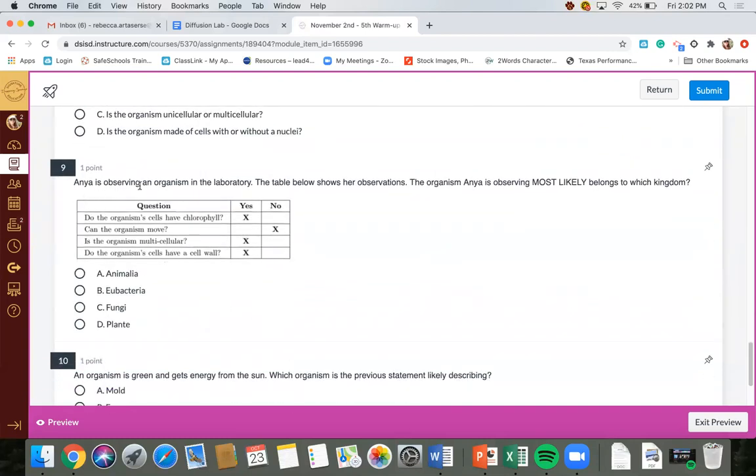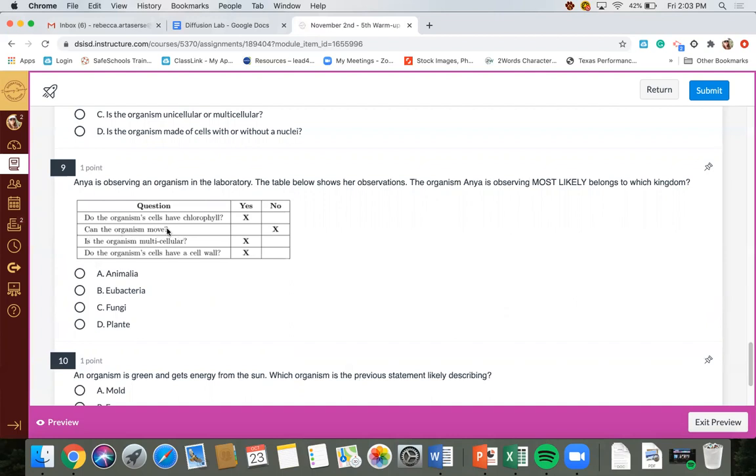9, Anya is observing an organism in the laboratory. The table below shows her observations. The organism Anya is observing most likely belongs to which kingdom? So I'm thinking about the characteristics of our 7 kingdoms. Does the organism's cell have chlorophyll? Yes, it does. Chlorophyll is found in chloroplasts, so I'm thinking about our species that have chloroplasts. Can the organism move? No, it can't.